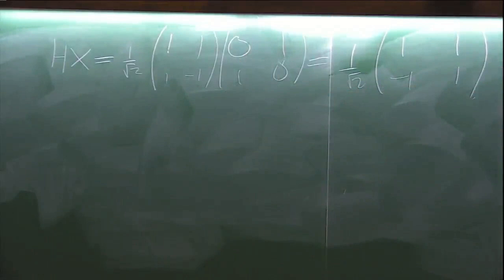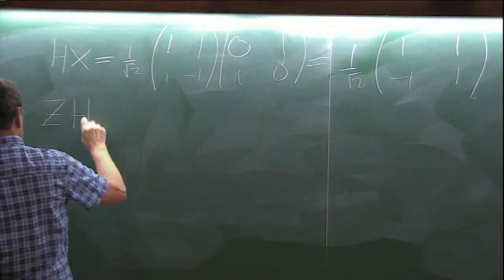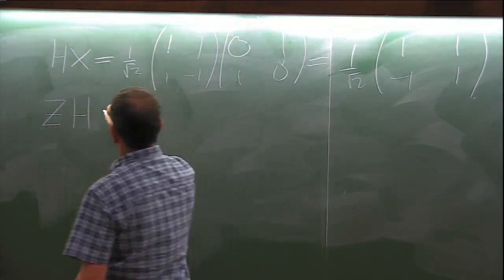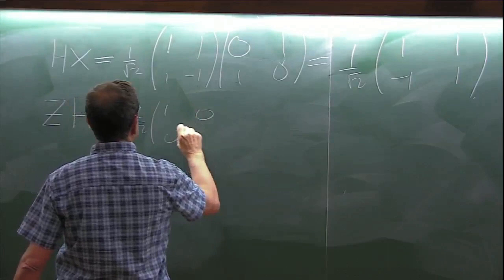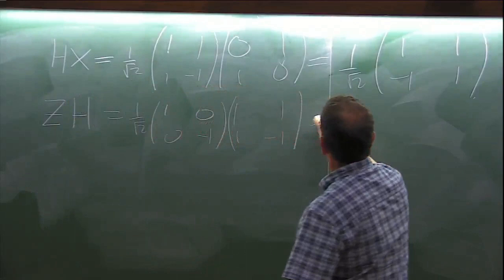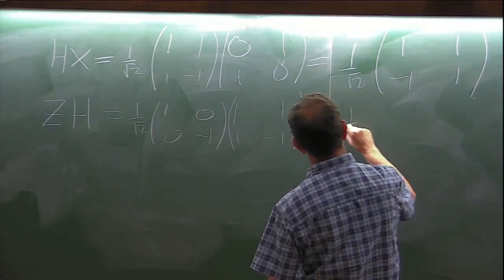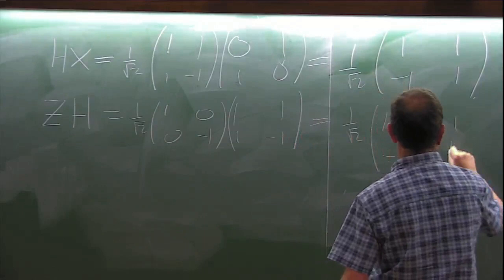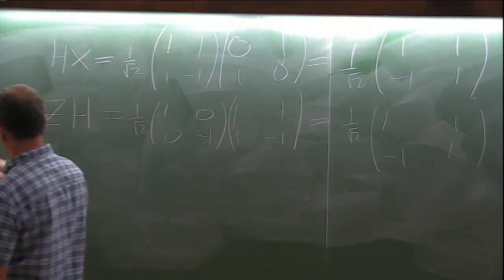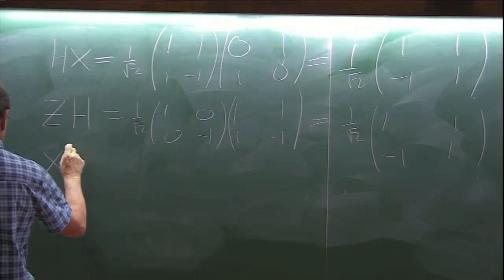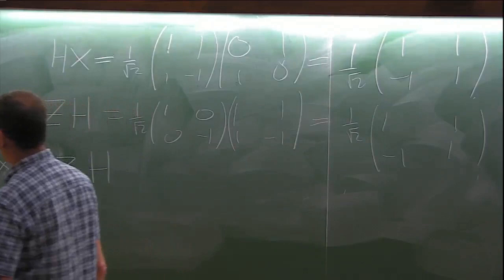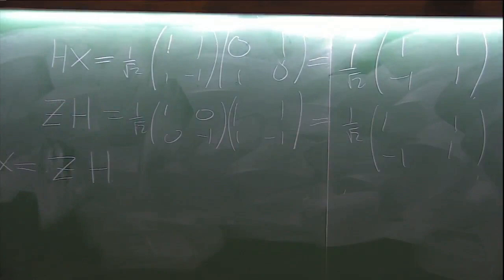Supposing we take a product of H and Z, but in the opposite order, ZH. So this is 1 over root 2, (1, 0, 0, minus 1), times (1, 1, 1, minus 1). Well, you can do that trivial matrix multiplication, and the reason I'm going through this is it's exactly the same thing as we got in the line above. The same. So HX equals ZH. Oh, I should have also mentioned, and you can also trivially check, that H squared is 1, or the identity.